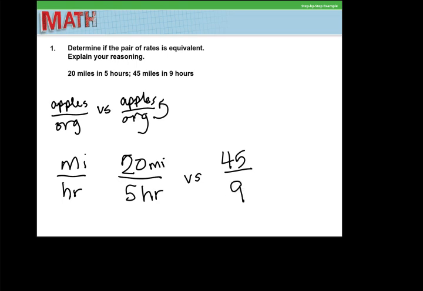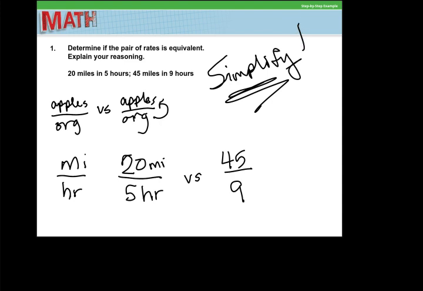Now, can you say these are equivalent right now? No, they are not. So what you're going to need to do is simplify. Simplify. I've only been telling you since chapter 4. Simplify. So first we're going to divide 20 over 5 into 4 over 1. I divided both by 5, so I got 4 over 1. Next, we're going to divide both of these by 9, which gives me 5 over 1.